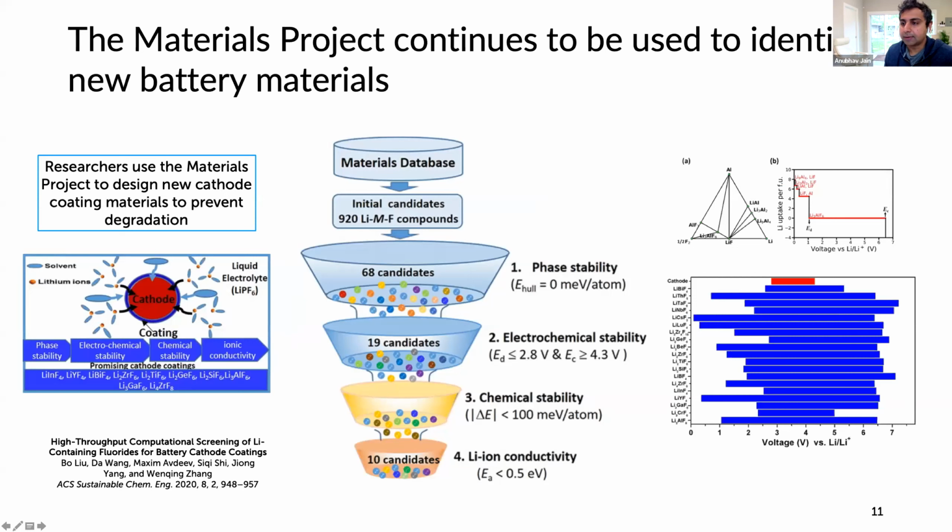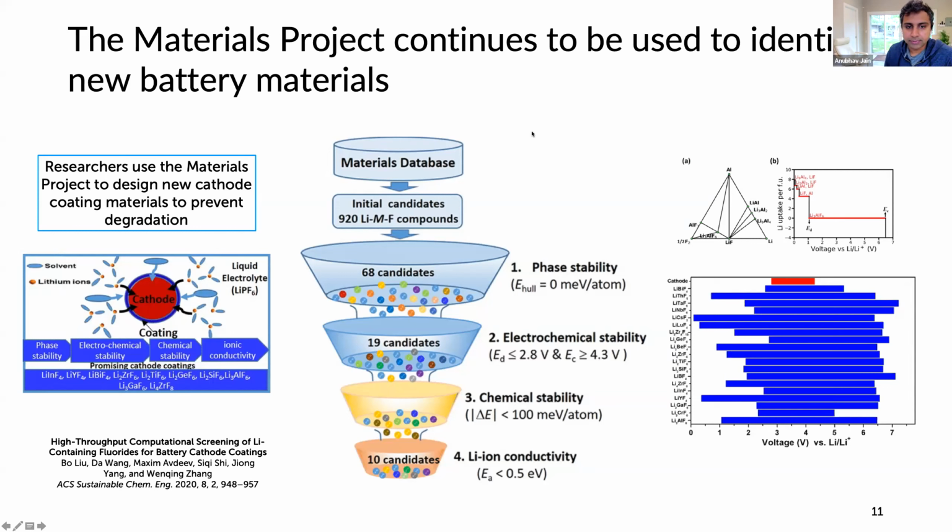Since then, others have also used the Materials Project to identify battery materials. So this is a much more recent paper from 2020 by a group that's outside of Materials Project. And they were looking at using this database to design new cathode coating materials. So you have your battery cathode material. This is the thing that accepts and releases lithium on charge or discharge. But then you want to coat it to get extra stability versus the electrolyte. And so you need a coating material that is compatible with the cathode, but also has phase stability, electrochemical stability, and also good lithium ionic conductivity.